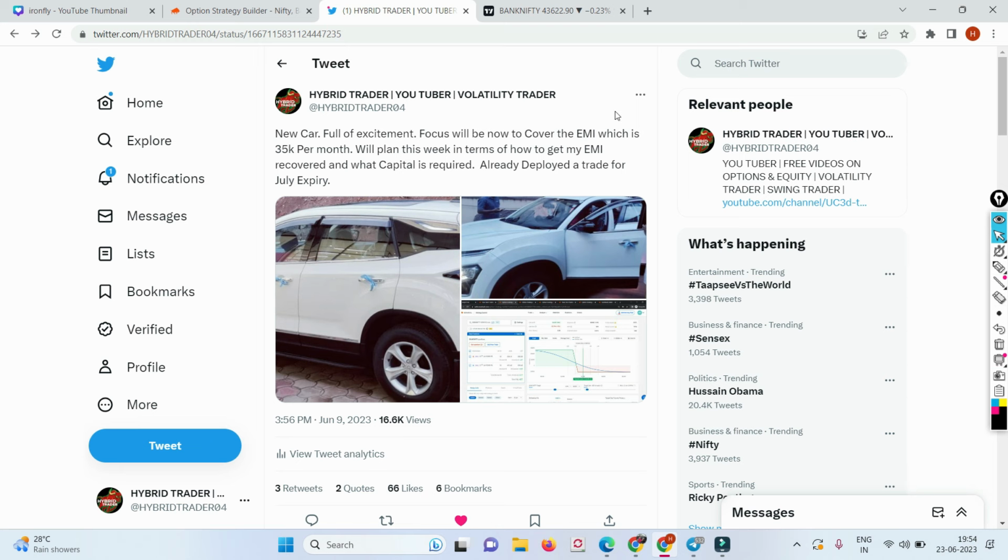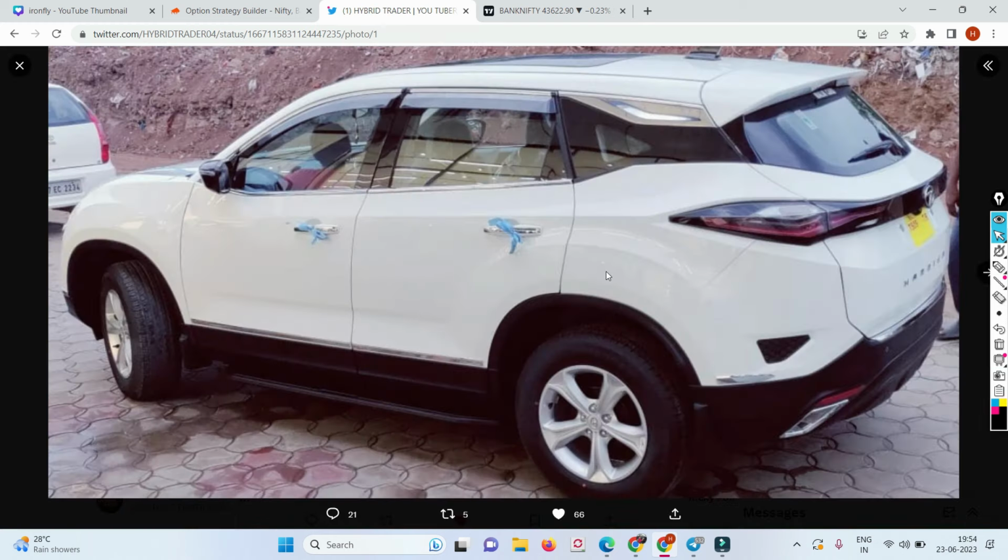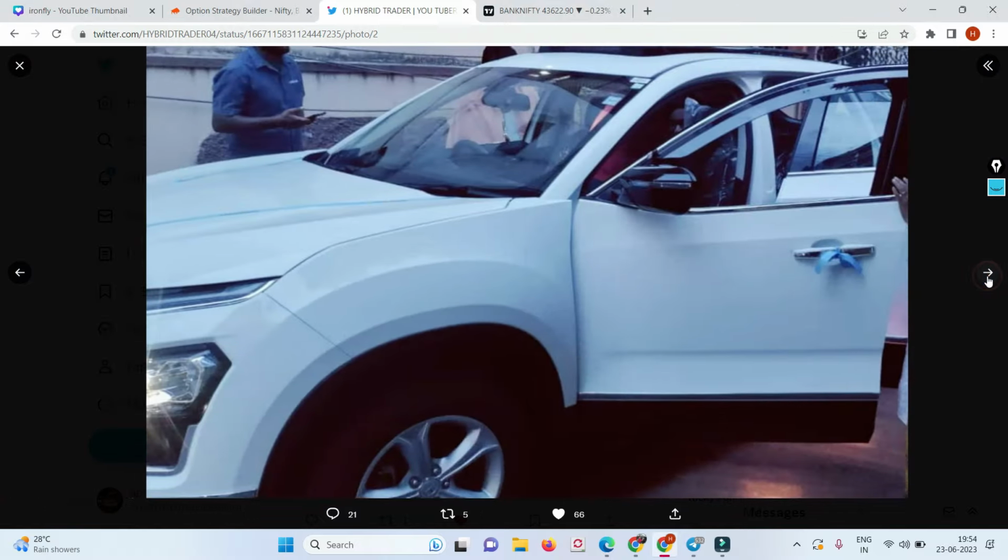So on 9th of June, I said my new car. I bought my new car, full of excitement. Focus will be now to cover the EMI. My EMI is 35,000 per month guys. Let me show you my car also. Many of the friends said they like it. This is Tata Harrier, one of my favorite cars.